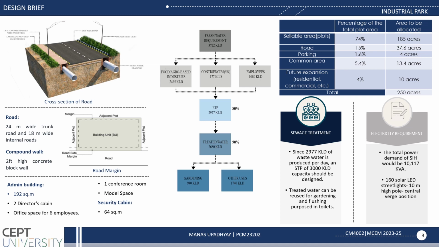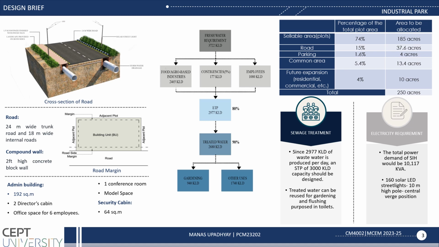Now coming to the design brief. A design brief is a document that serves as a roadmap for the design process. These documents are frequently signed off on by the client and the designer at a predetermined point in the project. This is the total saleable area, which covers 185 acres. Roads cover 37.6 acres, parking 4 acres, common areas 13.4 acres, and future expansion like residential and commercial covers 10 acres.